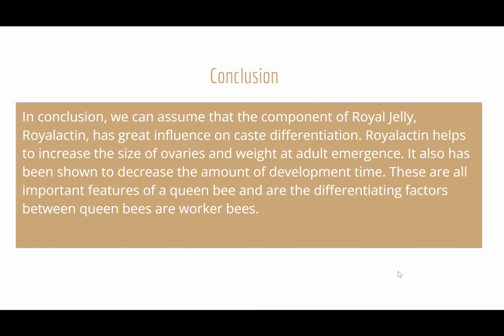So in conclusion, we can assume that the component of royal jelly, royal actin, has great influence on caste differentiation. Royal actin helps to increase the size of ovaries and weight at adult emergence, but it has also been shown to decrease the amount of development time. These are all important features of a queen bee and are the differentiating factors between queen bees and worker bees.